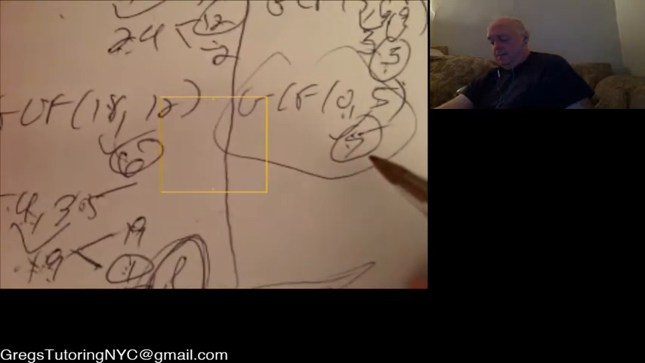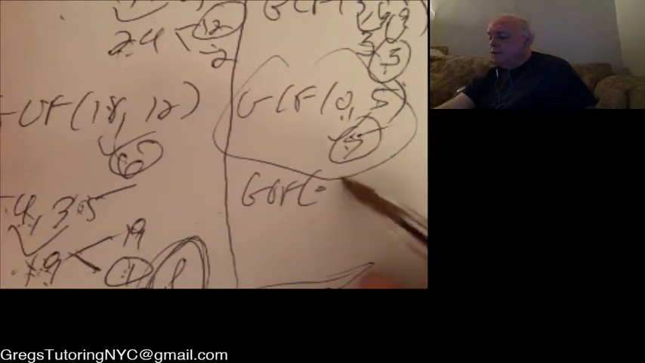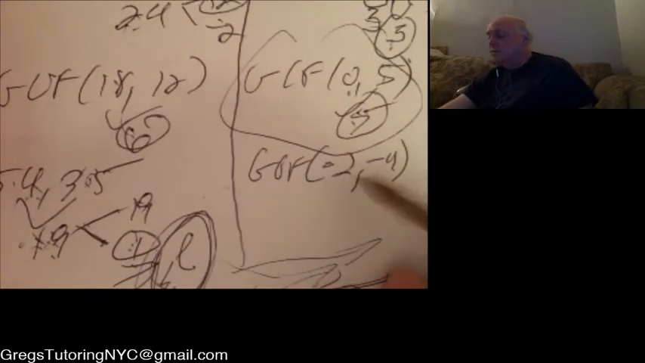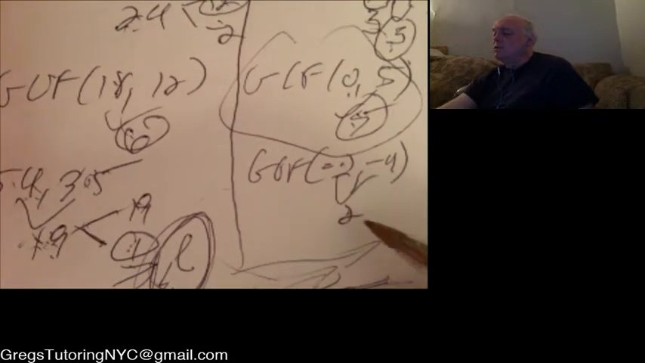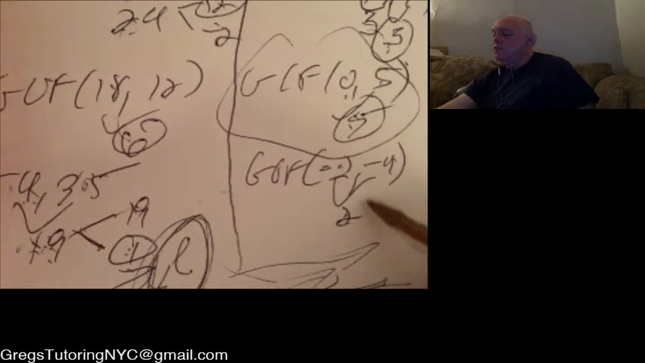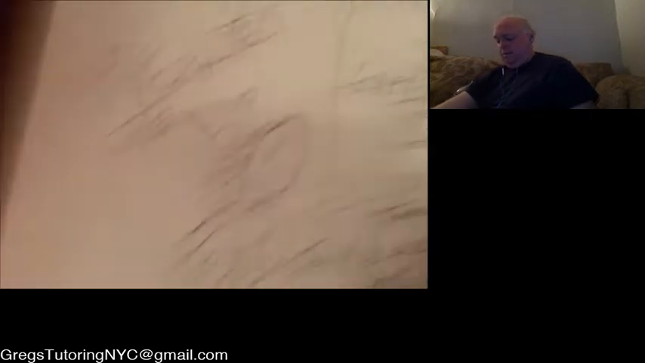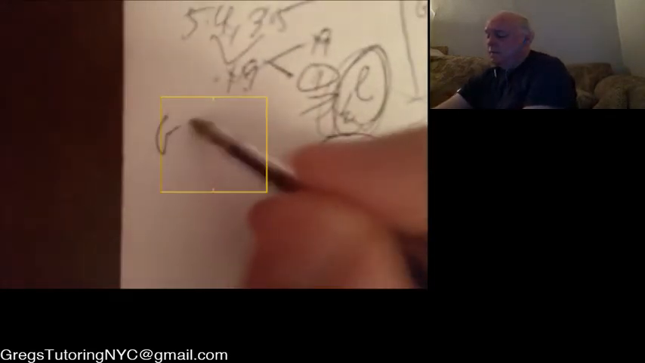Okay? And if I have the GCF of -2, -4, first of all, we already explained that this is the same as the positive ones, but let's get the difference here. It's 2. Does 2 go into -2? Yes, it does. Does 2 go into -4? Boom, we're done.